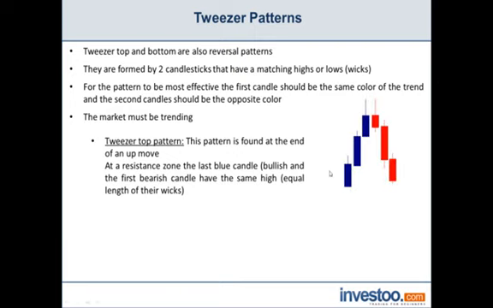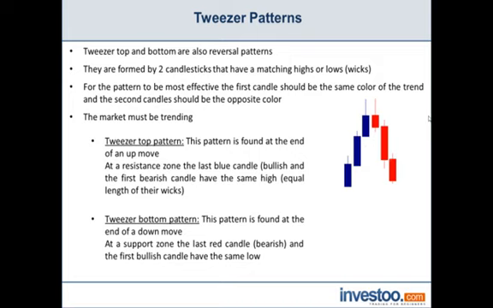This pattern is found at the end of an up move, as you can see here. The first candle of the pattern is a bullish candle, and the second candle of the pattern is a bearish candle, denoting the reversal, and both candles have the same high or the same wick length. Now the tweezer bottom pattern. This pattern is found at the end of a down move.